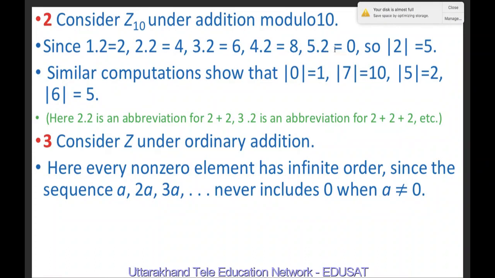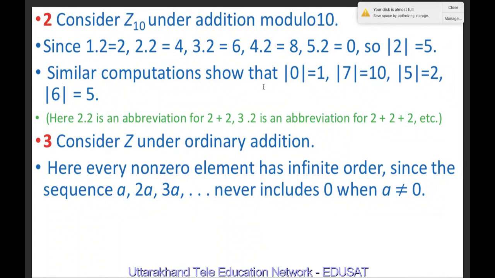5 2s are 10. If we divide 10 by 10, the remainder is 0 because the operation is addition modulo 10. So if we divide 10 by 10, the remainder is 0, and 0 is the additive identity of this group, or simply the identity of this group. So we have reached the identity. So the coefficient of 2 is the order of this element. The coefficient of 2 is 5. So order of 2 is 5.